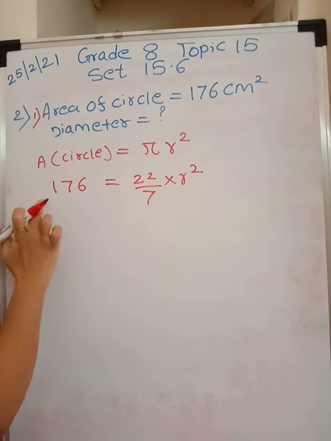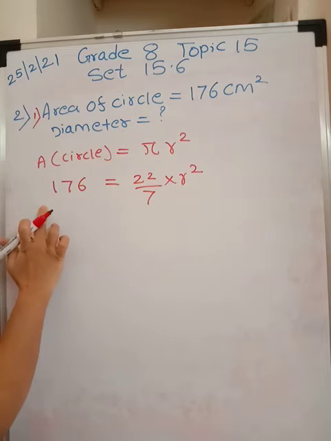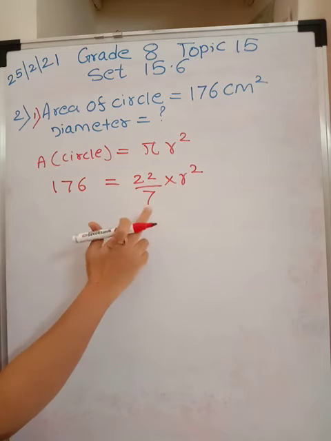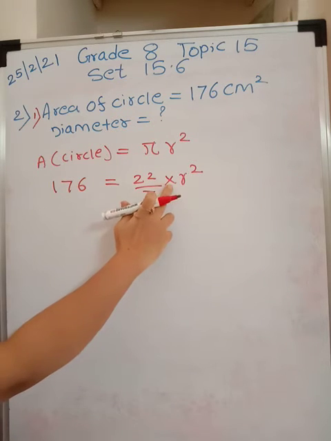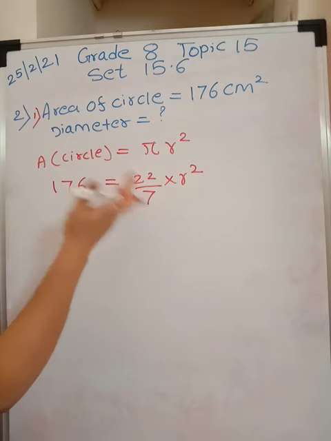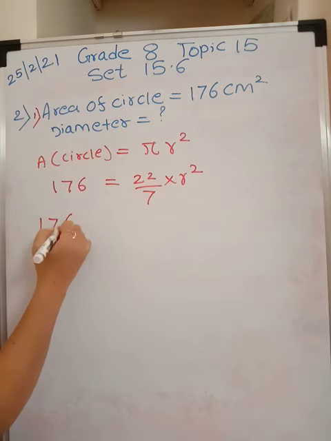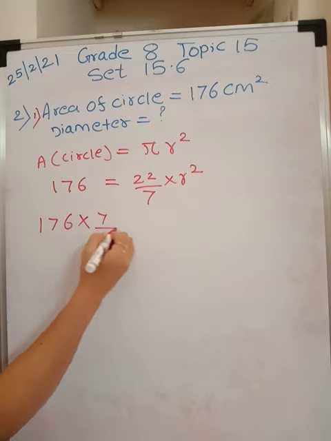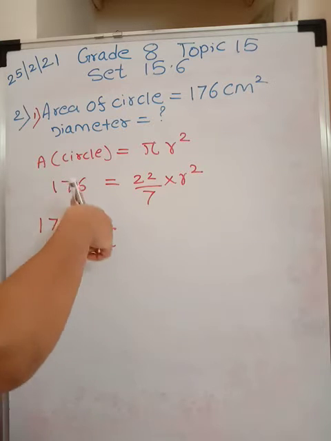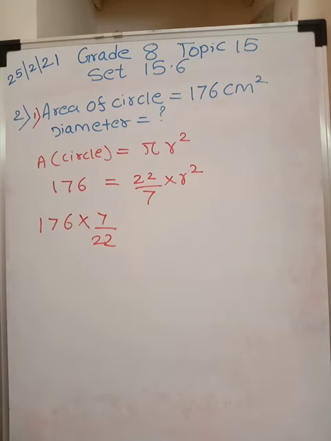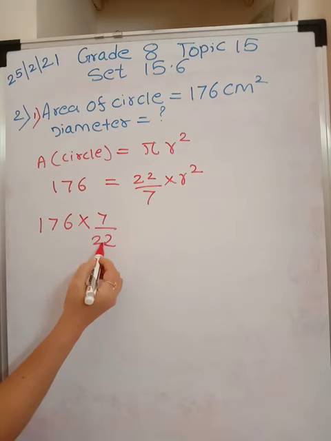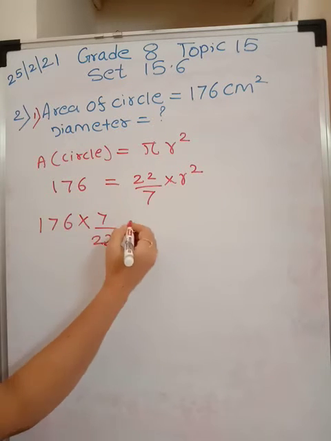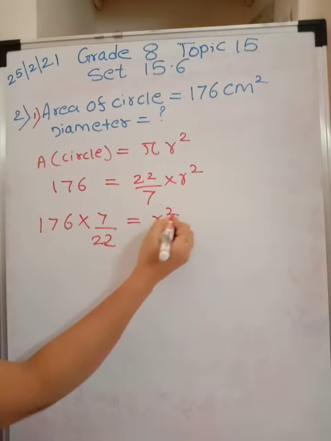Now let me shift this to the left hand side. So division will become multiplication, and multiplication will become division. This will become reciprocal. Here there is multiplication, so if you take it over here, it will be 176 into 7 upon 22. So this will become reverse if you are transferring it. 22 is in multiplication, it will go in division. This is in division, it will go in multiplication, which is equal to r square.